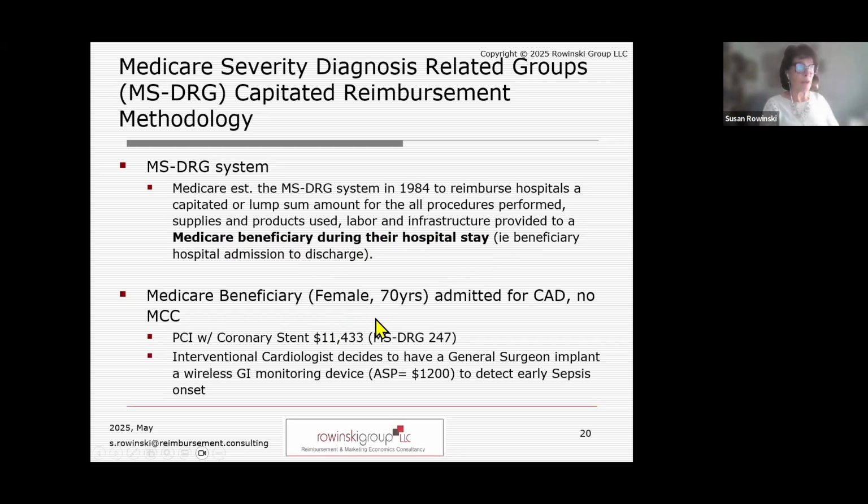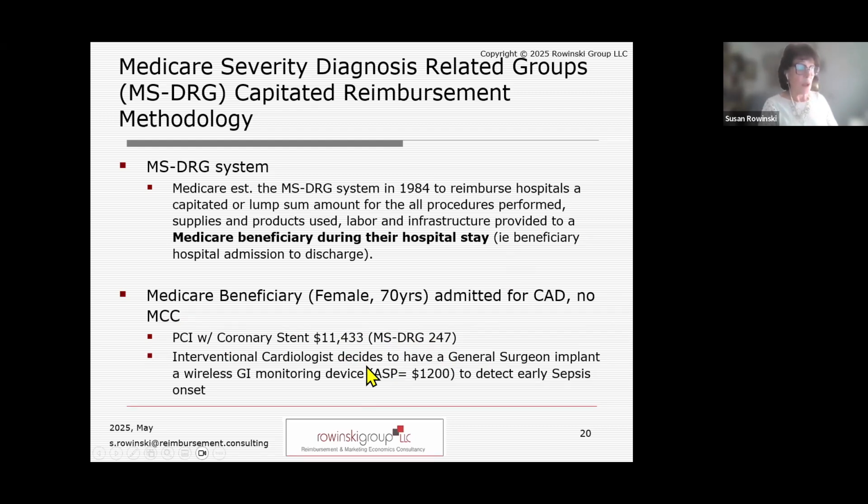We have a Medicare beneficiary, a female, 70 years of age, admitted for coronary arterial disease and no major complications or comorbidities. She's going to get a stent, and all the work for that stent at that hospital, we'll call it Hospital A, falls under MSDRG 247, which assigns for that hospital, based on its geographic location, a little bit over $11,000.